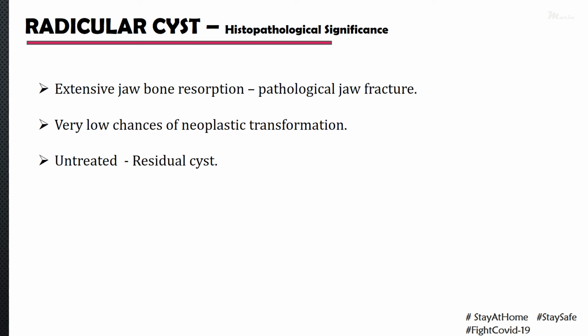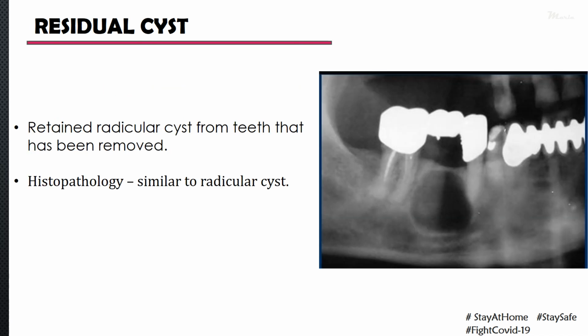A radicular cyst, if left untreated, may result in a form of cyst known as the residual cyst. So, a residual cyst is nothing but a retained radicular cyst from a tooth that has been removed. If we subject a residual cyst to a biopsy and observe the specimen under the microscope, it may show features which are similar to that of the radicular cyst.